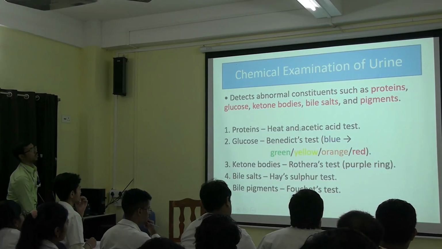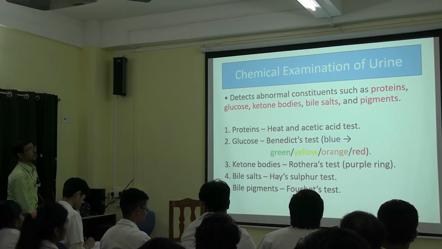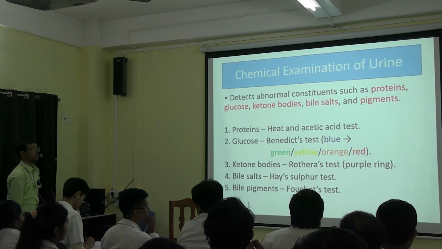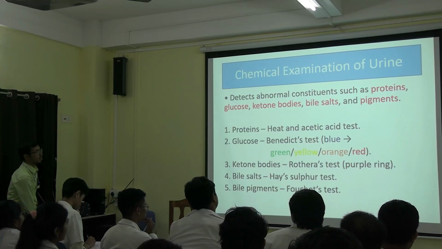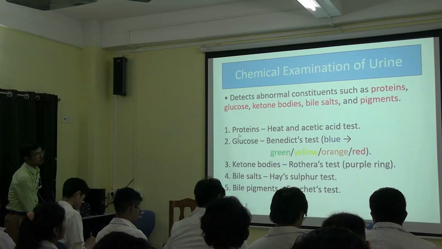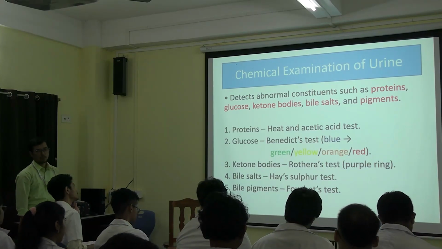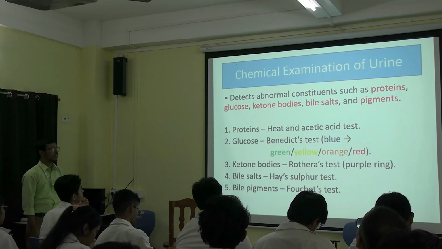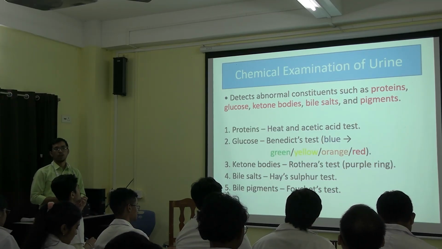Then clinical examination of urine detects abnormal constituents such as protein, glucose, ketone bodies, bile salts and pigments. So you can write this part. Protein, how to detect protein? In the lab, you will be doing the heat and acetic acid test, in which a urine sample will be taken and we will heat this sample.